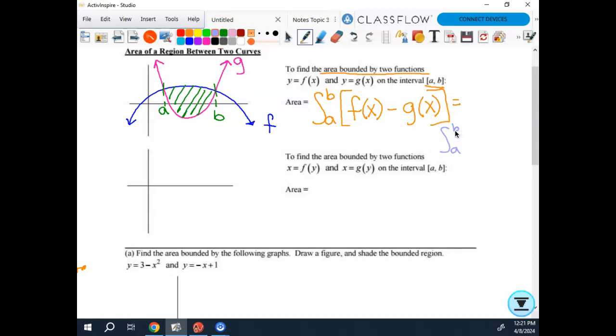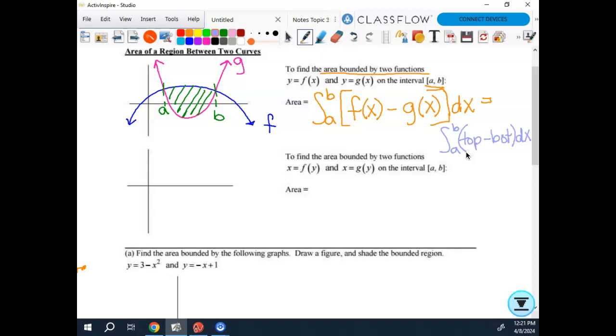Oh, look what I forgot. What did I forget on here that's so important? Dx, thank you. Forgot my dx there. This is going to be equal to top minus bottom dx. Top function minus the bottom function. That's why this is f of x, g of x: the top of it minus the bottom of it.